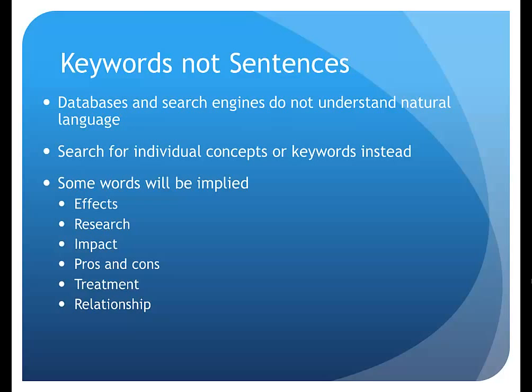Especially in Google, small words like articles, like a, the, that kind of thing, they don't even pay attention to it, so you don't need to include them. They search for individual concepts or keywords instead. Some words will be implied: effects, research, impact, pros and cons, treatment, relationship. A lot of times you may not need to use those words, but you can always. There's nothing that says that you can't put them in just to be more specific or to create further limits to focus your research.